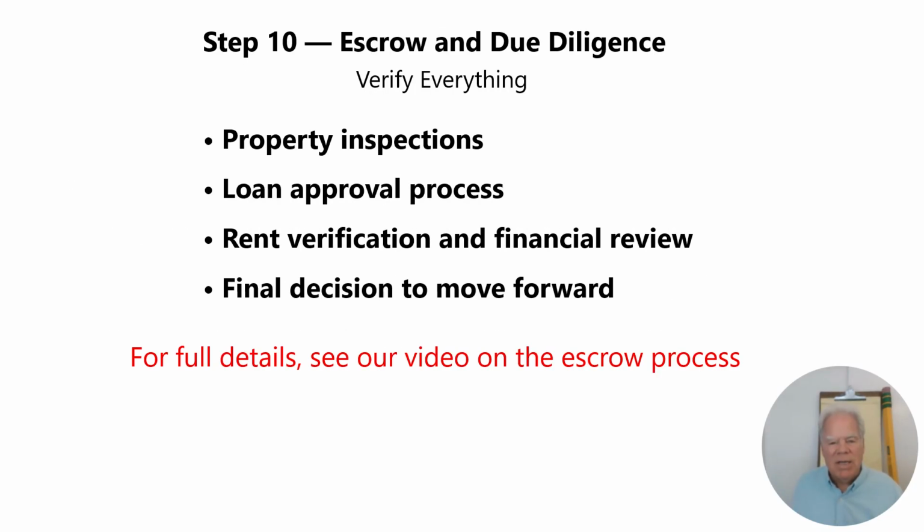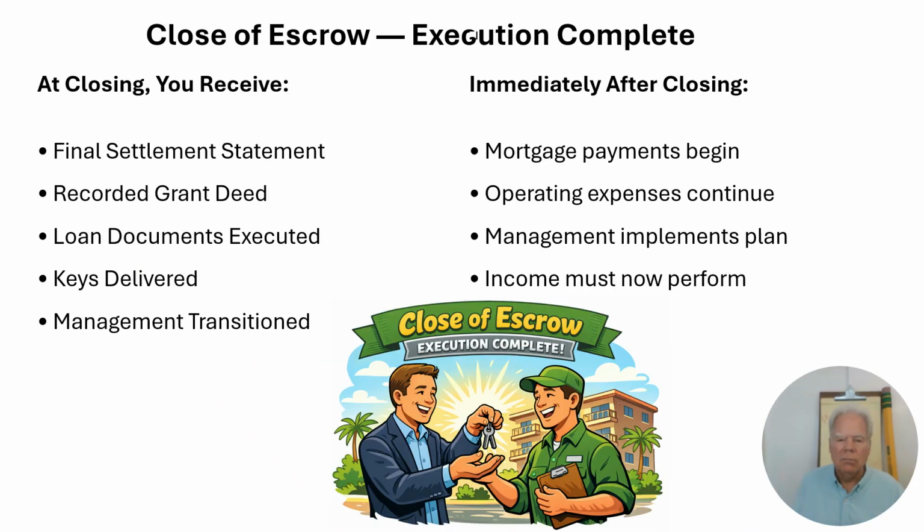Once the offer is accepted, the transaction moves into escrow. This is the time to verify everything about the deal. You complete property inspections, confirm the rents, and review the financial information. At the same time, the lender works through the loan approval process. Escrow gives the buyer time to confirm that the property and the numbers are exactly what you expected. If everything checks out, you move forward toward closing escrow. And if you'd like to see the full details of this process, we cover that in our video on escrows.